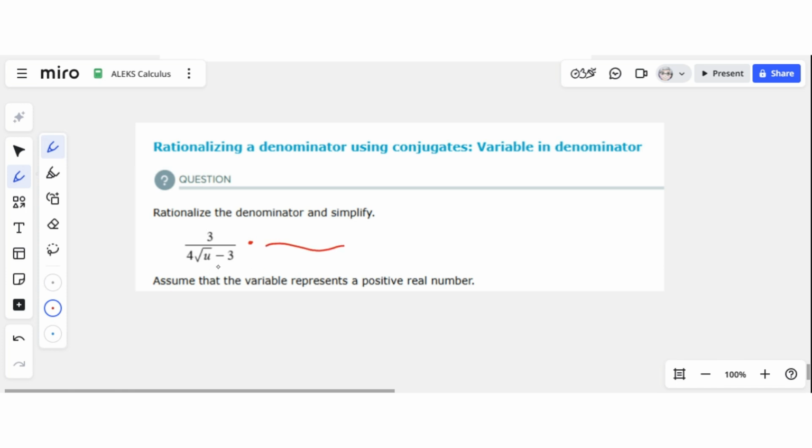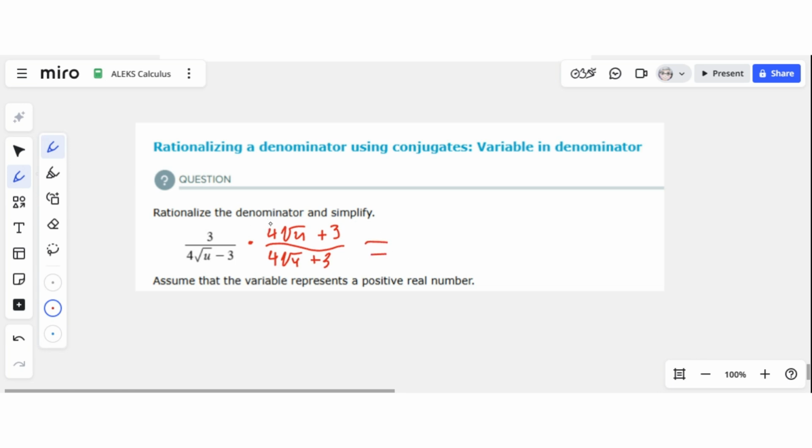The conjugate is the same two terms with a different sign in between. So instead of 4 square root of u minus 3, we're going to write 4 square root of u plus 3. But of course, I want to multiply the top by the same thing, because then I'm really multiplying this expression by the number 1. Anything over itself is 1, so we're not really changing the value. All right, let's go ahead and do that multiplication.